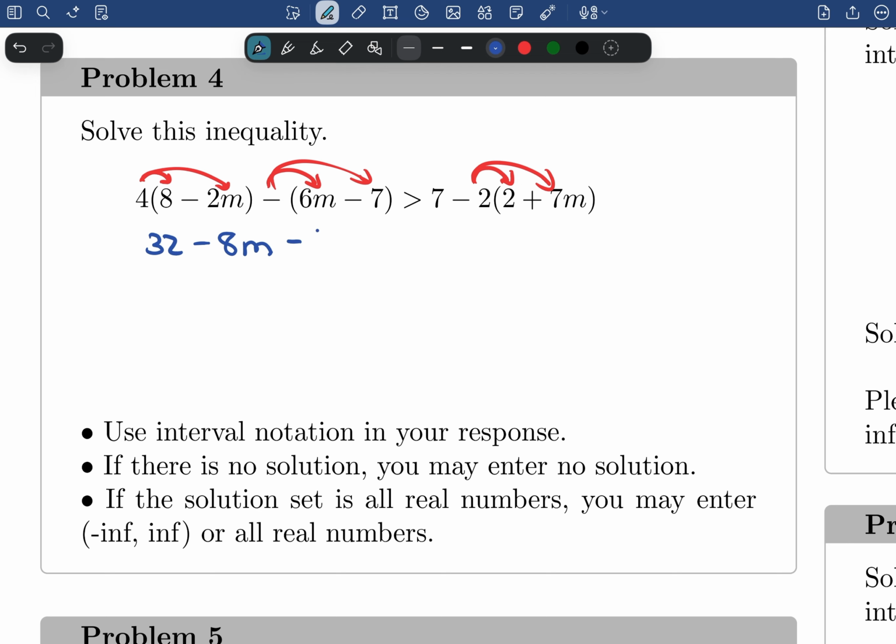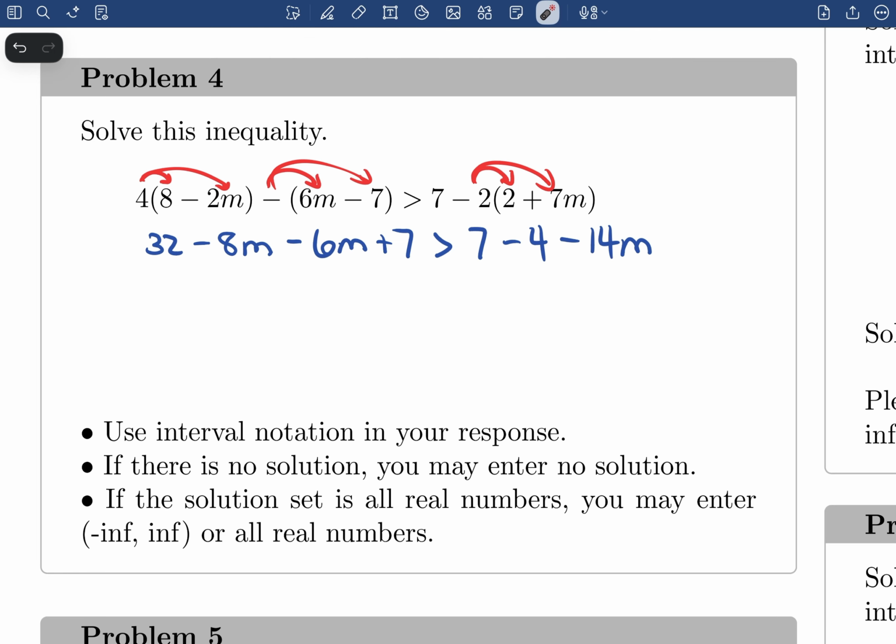So I get a negative 6m plus 7. And that's greater than 7 minus 4 minus 14m. Because once again, I'm not just multiplying in 2, I'm multiplying in negative 2. Negative 2 times 2 is negative 4, and negative 2 times positive 7m is negative 14m. Great.